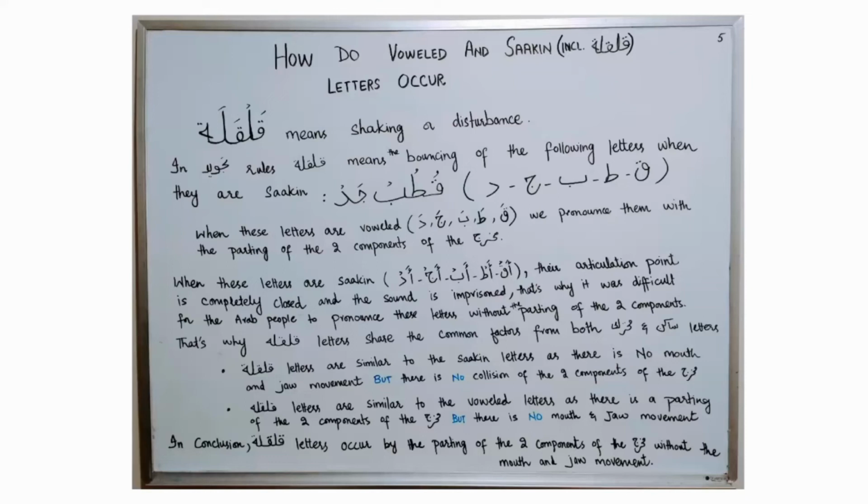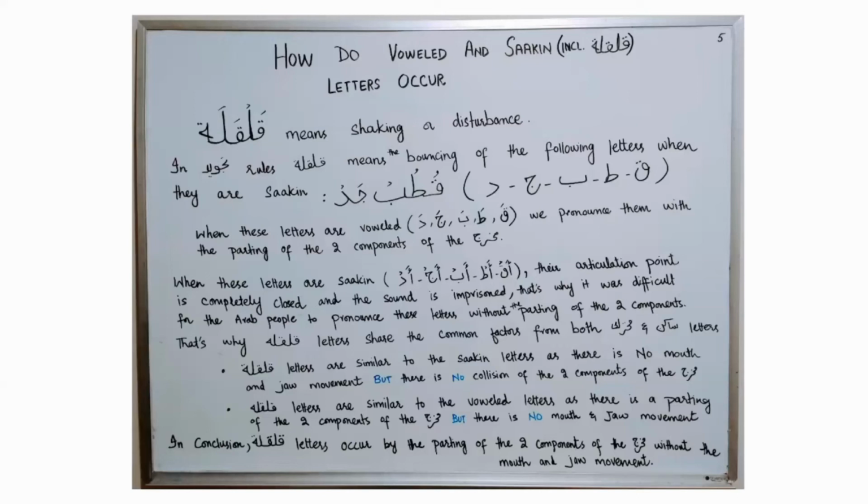So Qalqalah letters are similar to the sakin letters as there is no mouth or jaw movement, but there is no collision of the two components of the makhraj. Let's take an example of letter ba. If I'm saying ab, I'm only colliding the two components and now there is no qalqalah. So for qalqalah, I have to part the two components, otherwise I cannot give qalqalah. So the proper sound of qalqalah can only come if I part the two components. So I will say ab. Unless I separate my two lips, I cannot give letter ba with qalqalah.